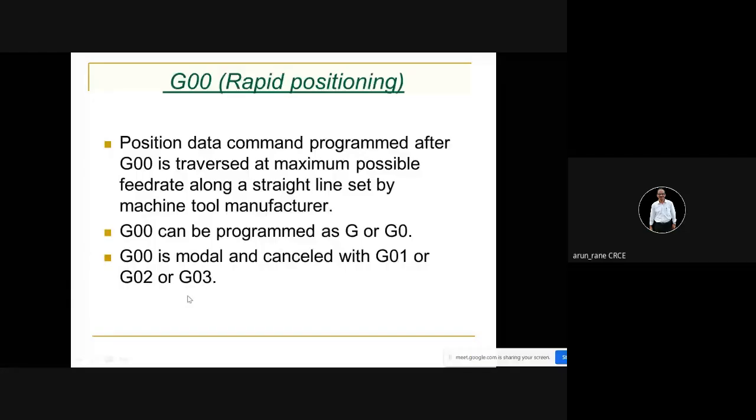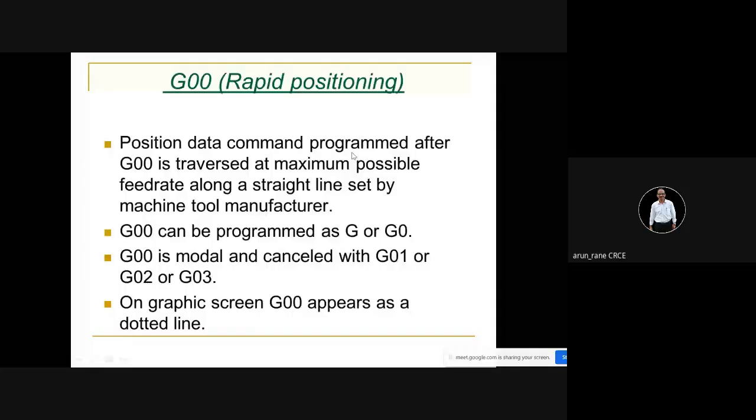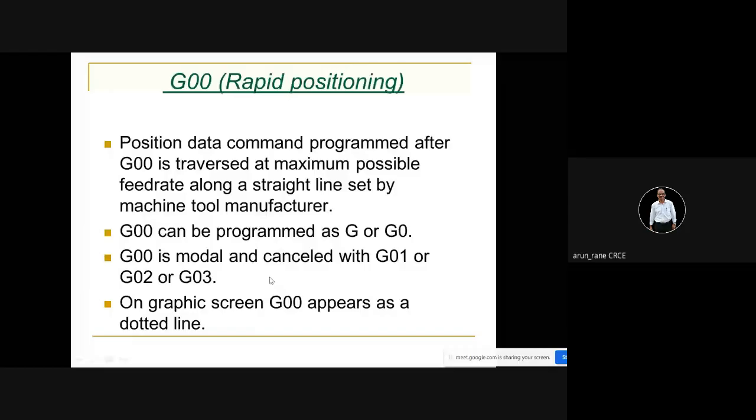So G00 is a modal code and it can be cancelled with G01 or G02 or G03. We'll learn what is G02 or G03. So when you see the toolpath simulation, in toolpath simulation G00 appears as a dotted line. That is when you program and when you see on the software screen. So that time G00 will appear as a dotted line, G01 will appear as a continuous line.